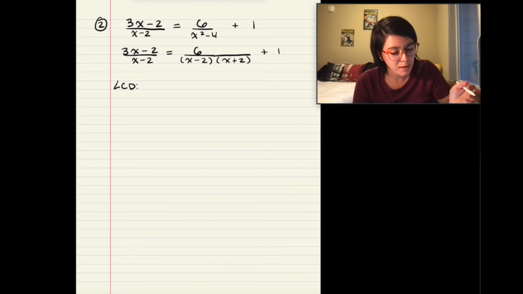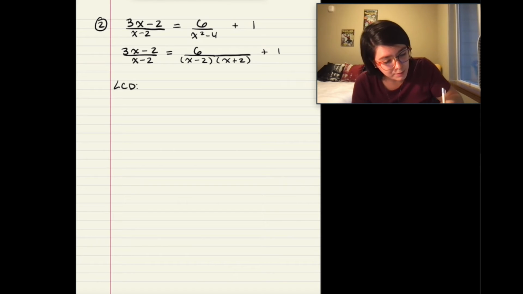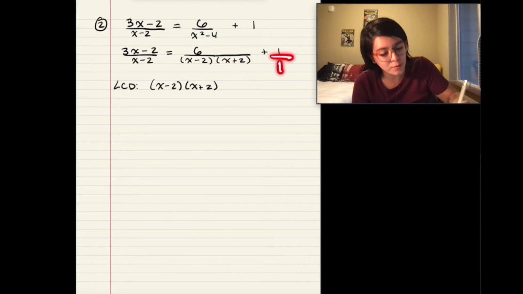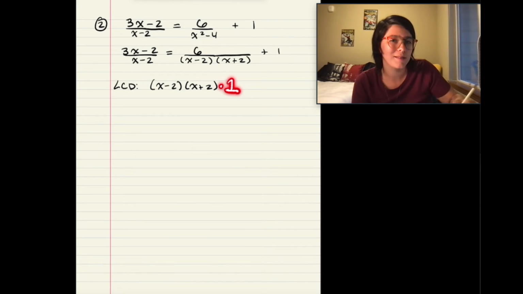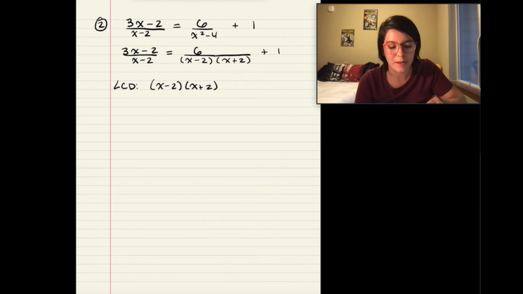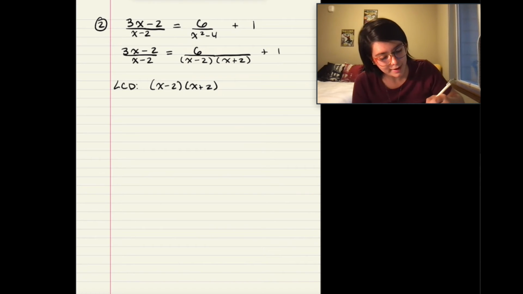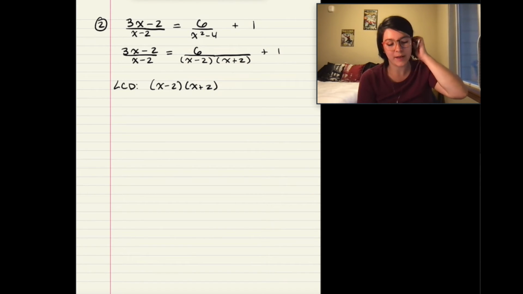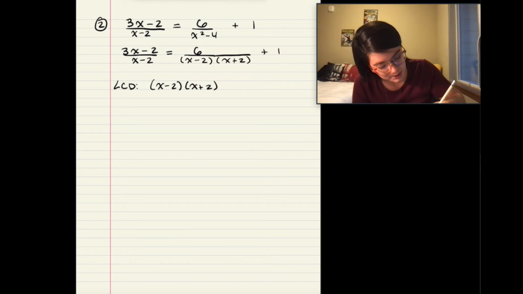So our least common denominator of the side of the equation with more than one term is going to be everything from our first term, x minus 2, x plus 2, and then whatever's left over from our second term. Now remember, 1 is technically 1 over 1, so we could write times 1 if we wanted, but it doesn't make a difference, so I'm not going to. And now, all we have to do is multiply by our LCD on both sides of the equation.